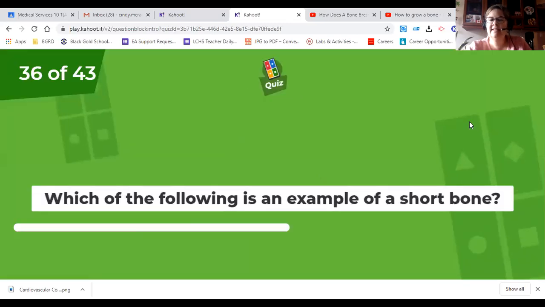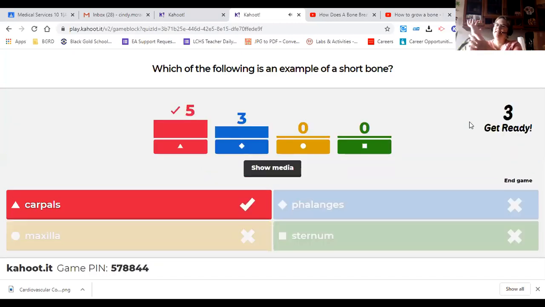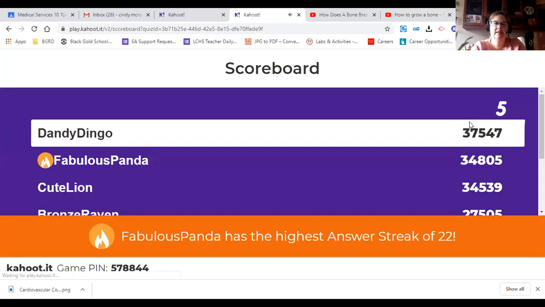Which of the following is an example of a short bone? So think of all the short bones. Which one fits in that category? Carpals, maxilla, phalanges, sternum. Carpals, it's the ones in our wrist. Remember, they're kind of the cube-shaped bones. Okay, top 4 have stayed the same here.